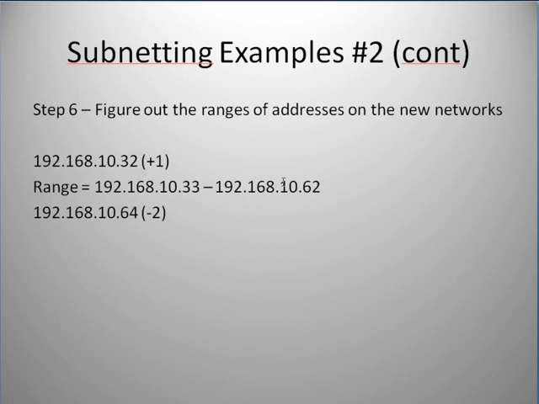Looking at the next range, the .32 network, we do a +1, which gives me a first valid address of 10.33. My next network ID of 64, we do a -2, which gives me a last available address of 10.62. On the 64 network, again, we do a +1 to the network ID, which gives me a first available address of 10.65. My next network ID of 10.96, subtract 2 from it, which gives me a last available address of this range of 10.94. Hopefully you're seeing a bit of repetition here. Again, there's a lot of options, it's really just getting the steps down to make sense.